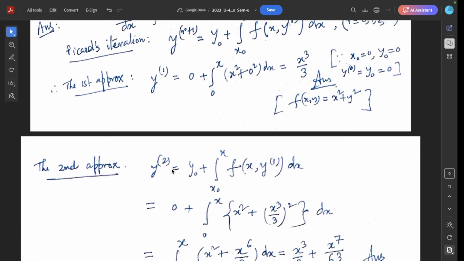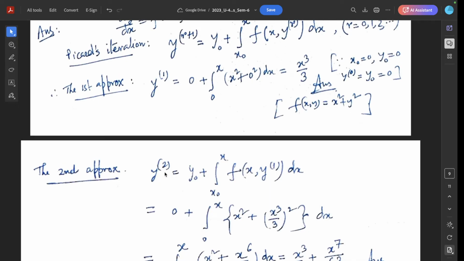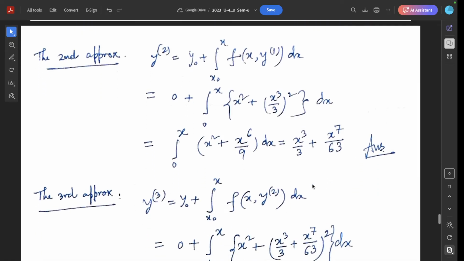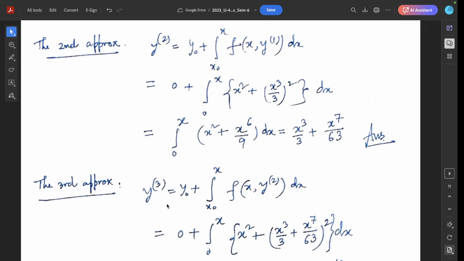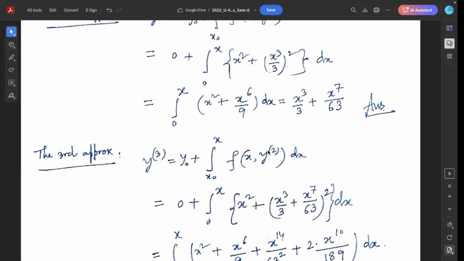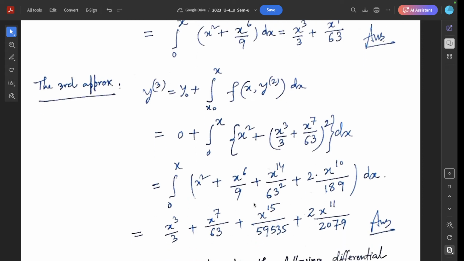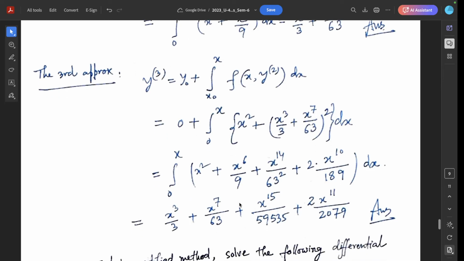Second approximation, y2, when r equal to 1, is equal to y0 plus integration x0 to x of f(x, y1), first approximation, this value of y1, x cube by 3, so x cube by 3 whole square, plus x square. After simplification, we get the second approximation. Third approximation, for r equal to 2, we get y3 equal to y0 plus integration x0 to x of f(x, y2) dx. This y2 from the previous iteration, x cube by 3 plus x to the power 7 by 63, whole square, and after simplification we get the value of y for the third approximation.